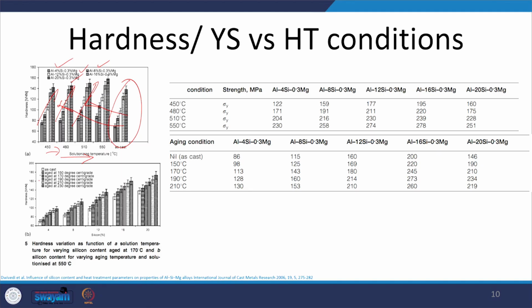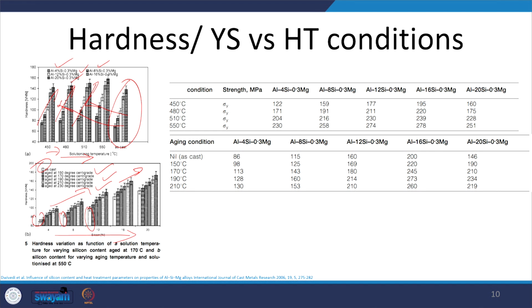Increase of silicon content increases the hardness, and increasing solutionizing temperature also increases the hardness because of effective solutionizing followed by precipitation hardening. Similarly, for the as cast system, the hardness is lowest, but certainly it is increasing with the silicon content. On the other hand, if we do the aging at different temperatures, then the effectiveness of the aging increases and we get more effective precipitation hardening, and therefore we get increasing hardness with increasing aging temperature.